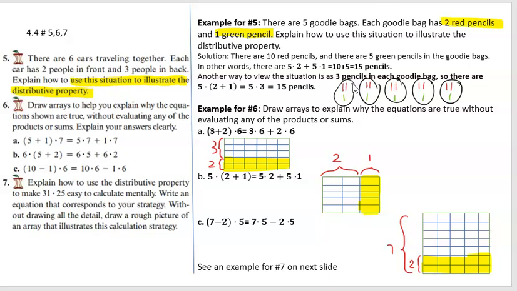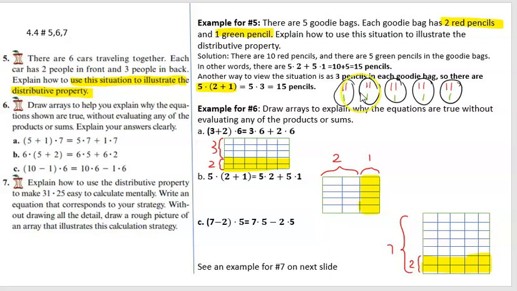Notice that when we count the total number of pencils, we could count how many in each goodie bag. So that's 2 red plus 1 green. That's a total of 3. And then we do 5 times 3. That's a total of 15. That's one way to count the total number of pencils.